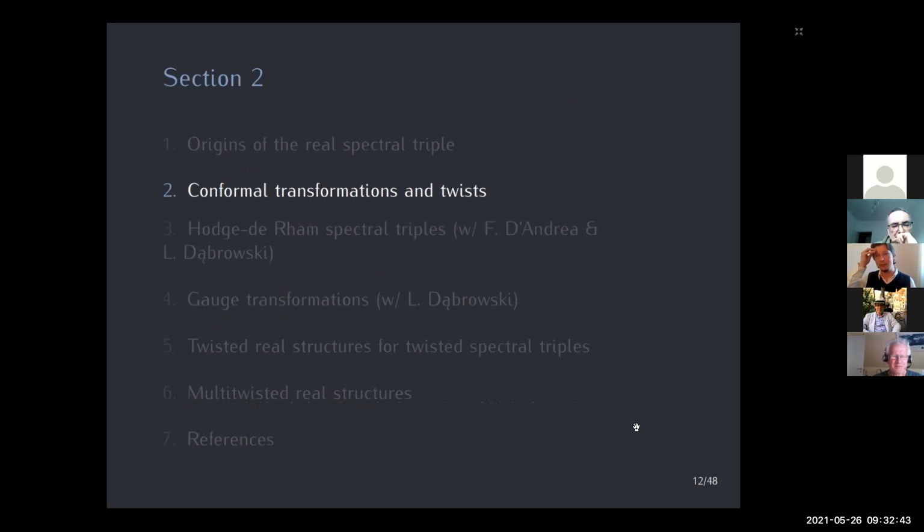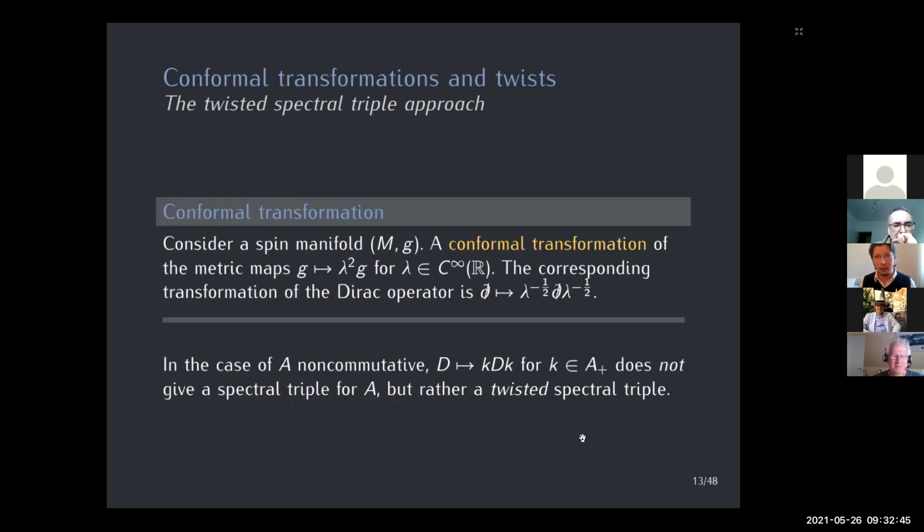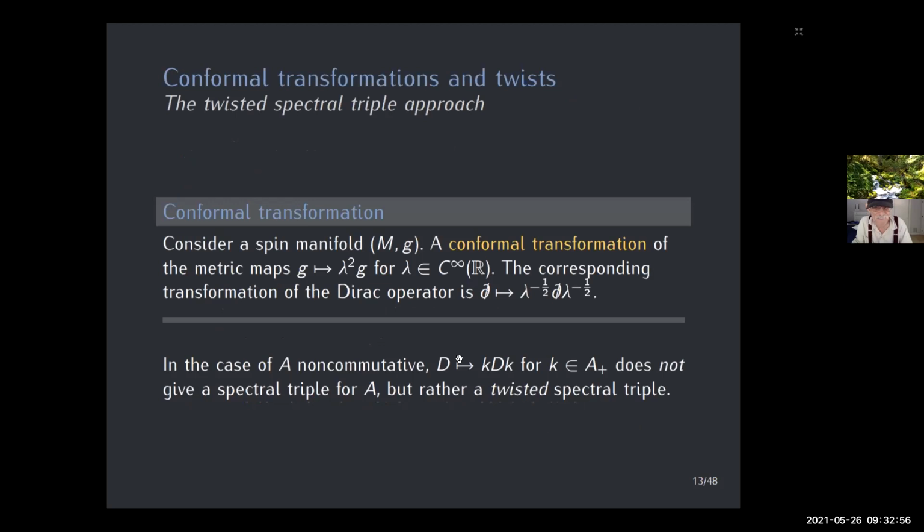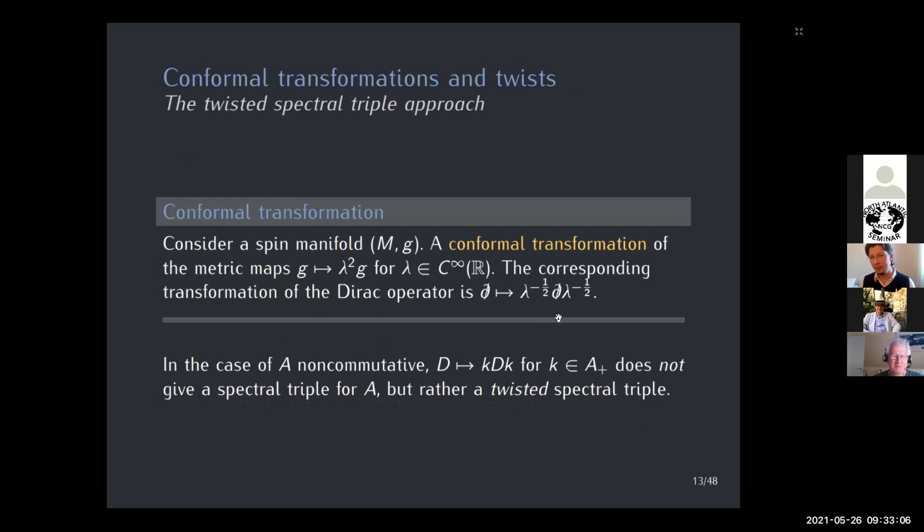So for conformal transformations, let's return back to the standard commutative case. We have a spin manifold. A conformal transformation of the metric is just a rescaling of the metric by the square of what I'll call the Weil factor, which is just some real function. The transformation of the Dirac operator, which corresponds to this rescaling of the metric, is basically just given by sandwiching the Dirac operator by the inverse square root of the Weil factor.